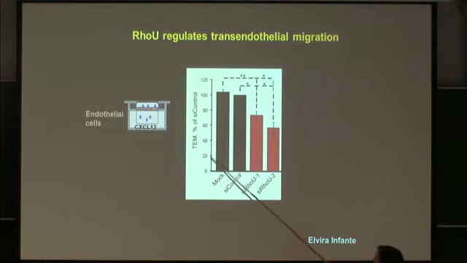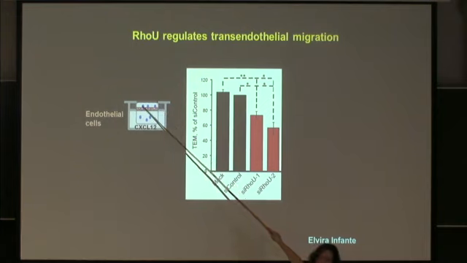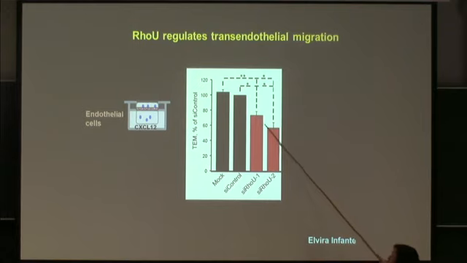If we're measuring the ability of the cells to cross the endothelium, of course they've got to attach first. And if we're reducing this attachment, then the total number that cross the endothelium is going to be lower as well.